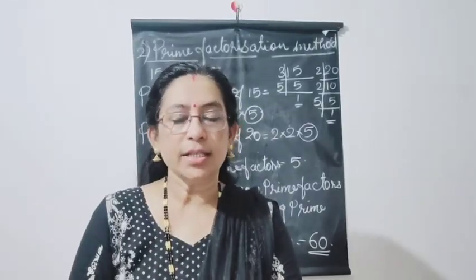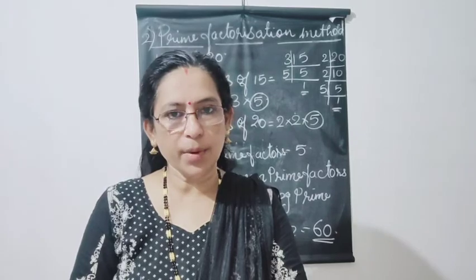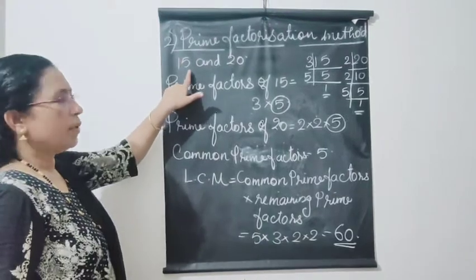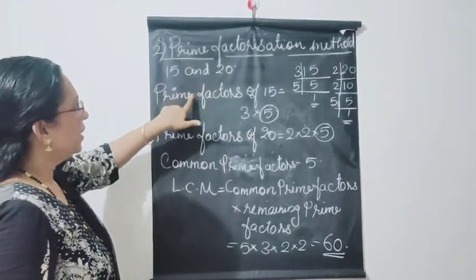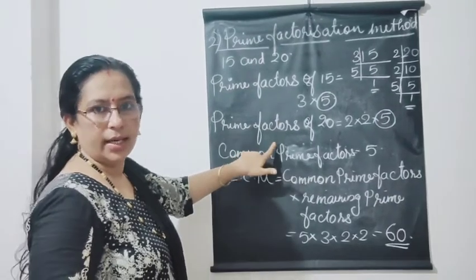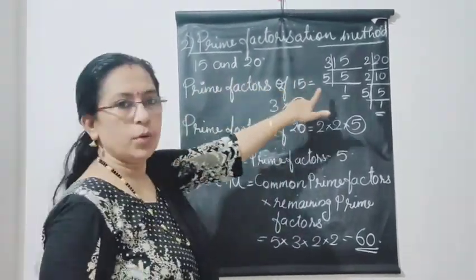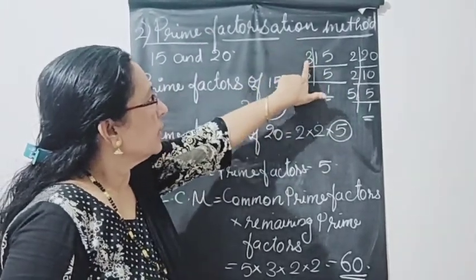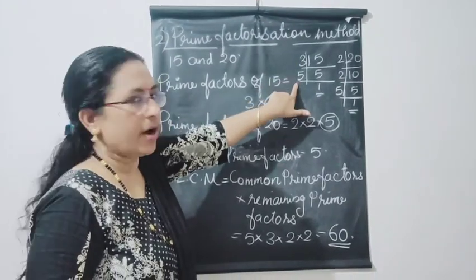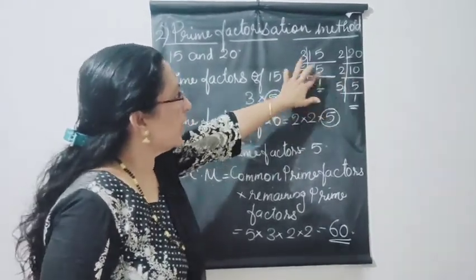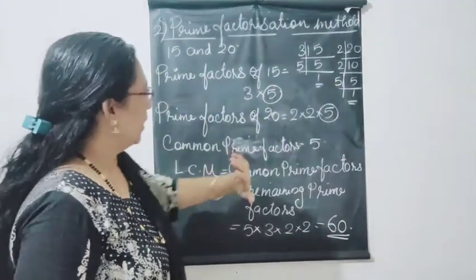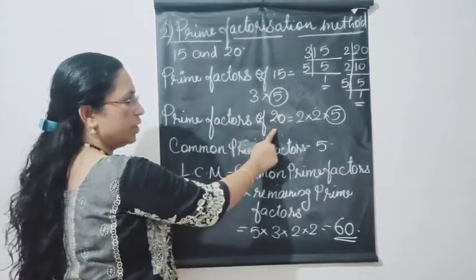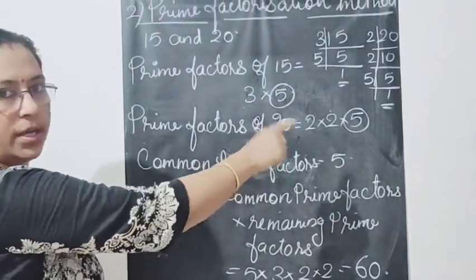Okay students. Next, second method, prime factorization method. Using the prime factorization method, how can we find the LCM? Okay, look at the board. The same question, 15 and 20. Finding the prime factors and then the LCM. First, what do we have to do? Prime factorize the numbers. 15: prime factors are 3 and 5. 20: prime factors are 2, 2 and 5. So write down: prime factors of 15 is 3 multiplied by 5. Prime factors of 20, 2 multiplied by 2 multiplied by 5.